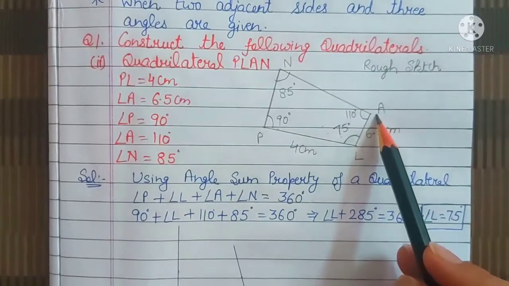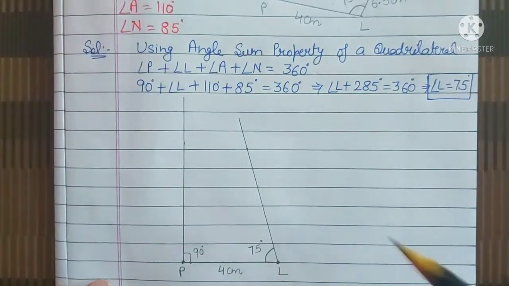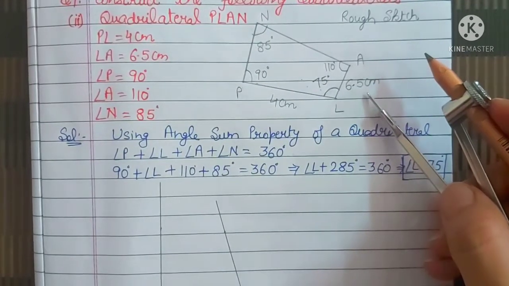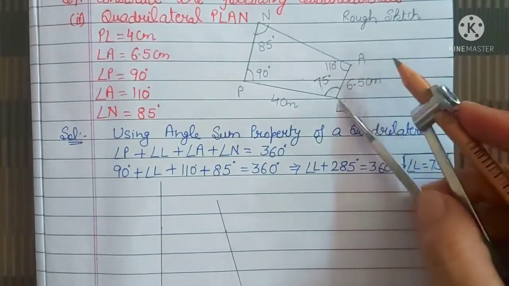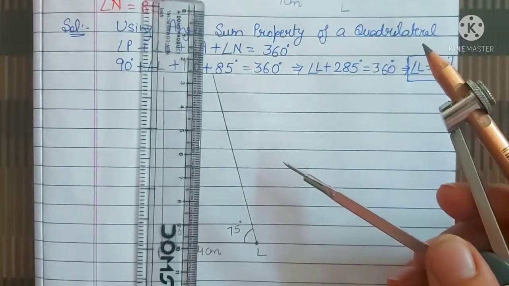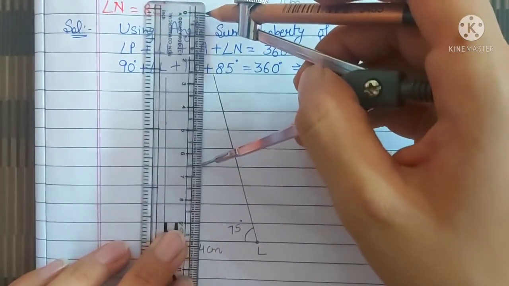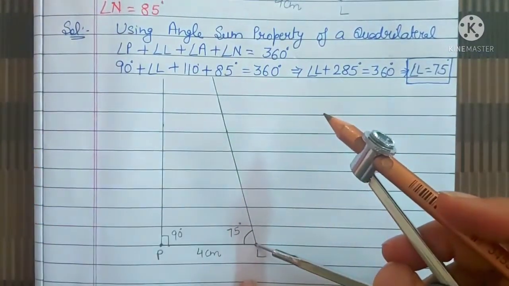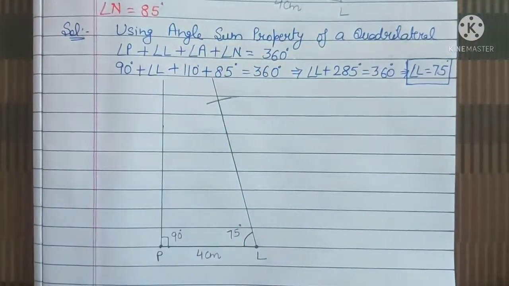but we don't know where point A is. Point A will be on this line, and we will construct it with the help of this distance, which is given as 6.5 centimeters. It means we will take L as center and mark an arc of 6.5 centimeters. So we open the compass with radius 6.5 centimeters, take L as center and mark an arc which will cut this line at 6.5 centimeters like this, and this will be our point A.